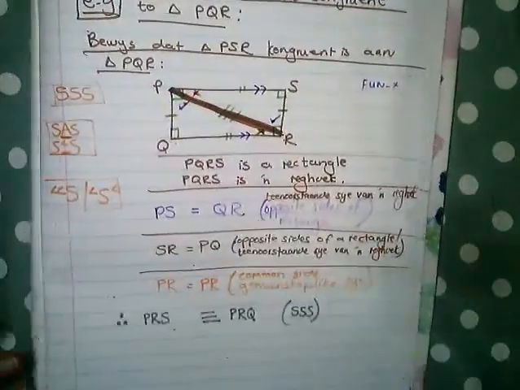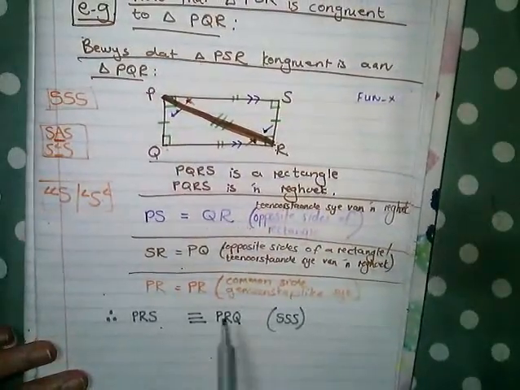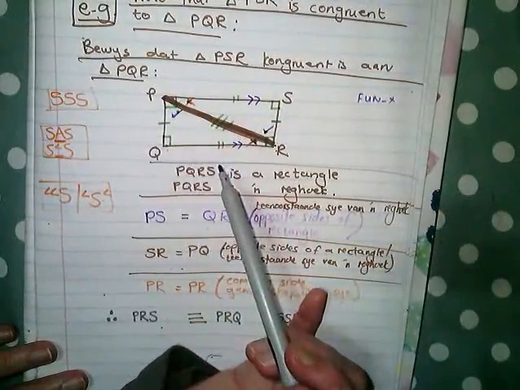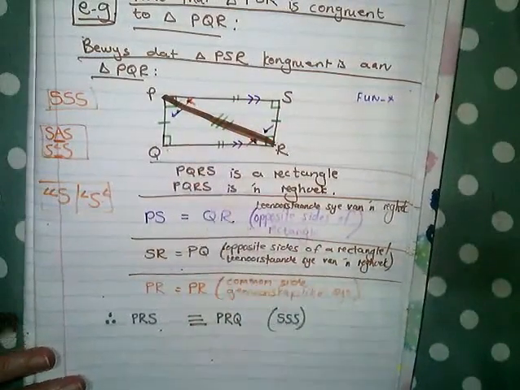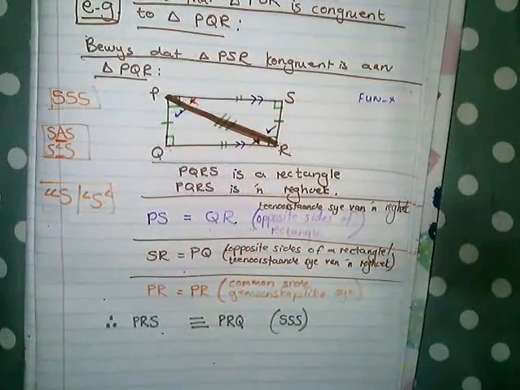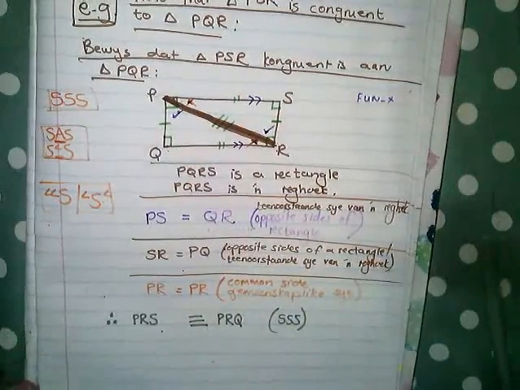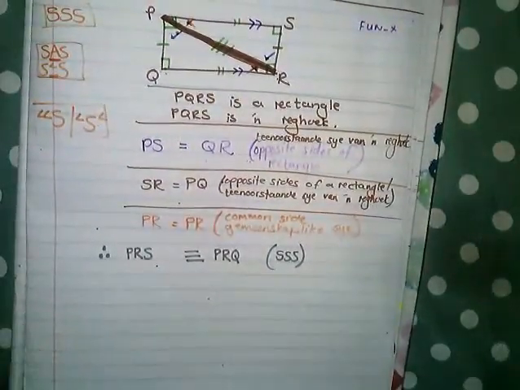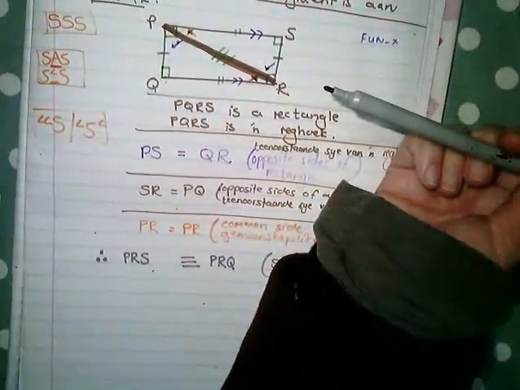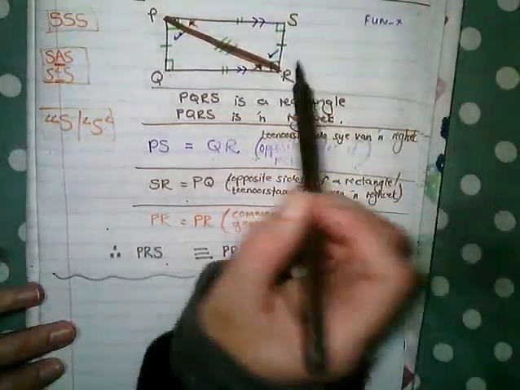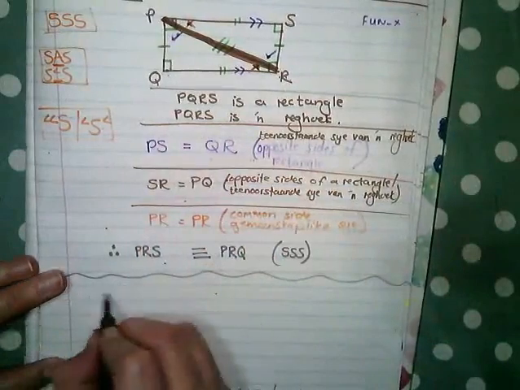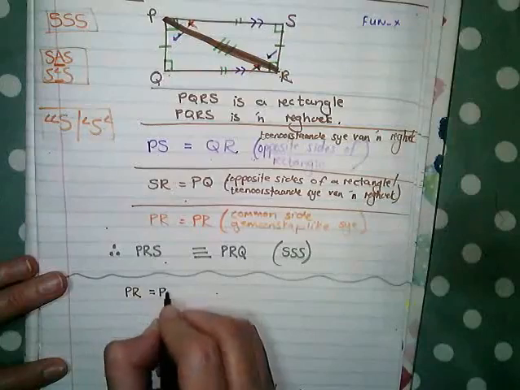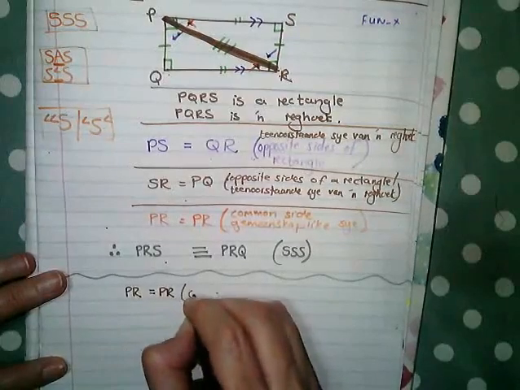All right. Let's use the same diagram to prove congruency in a different way. So we have that same diagram, and now PR is still equal to PR. Why? Because it is a common side.